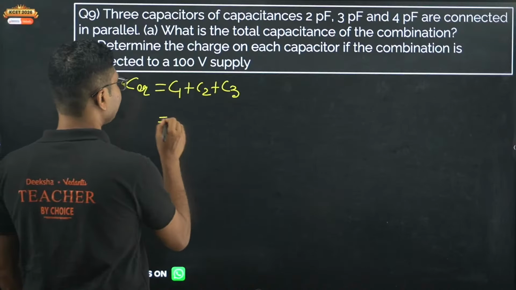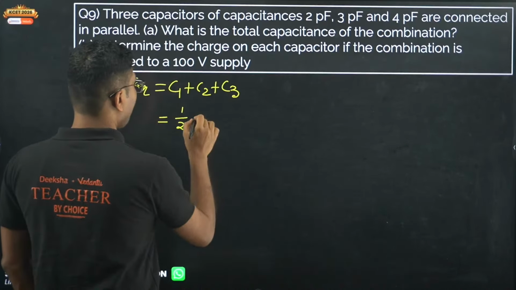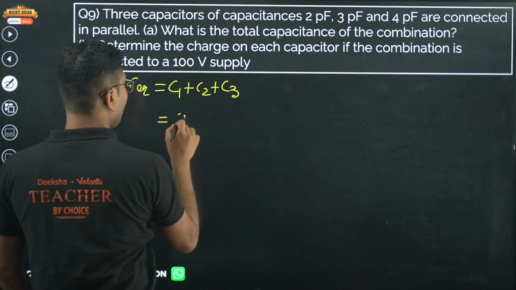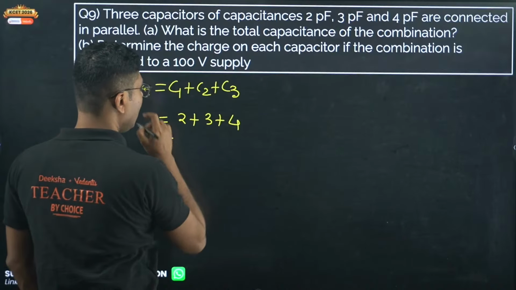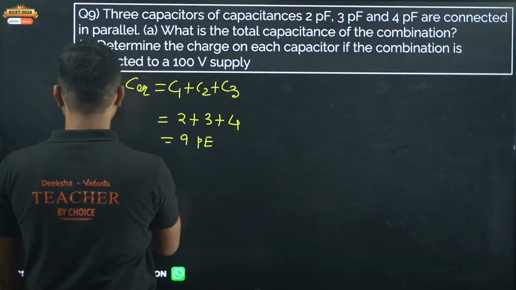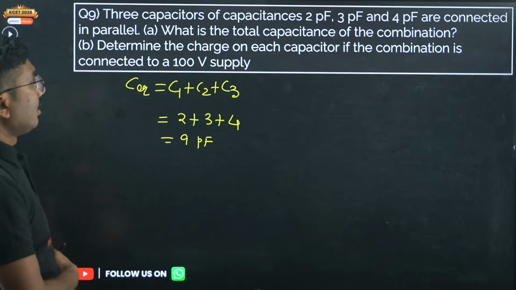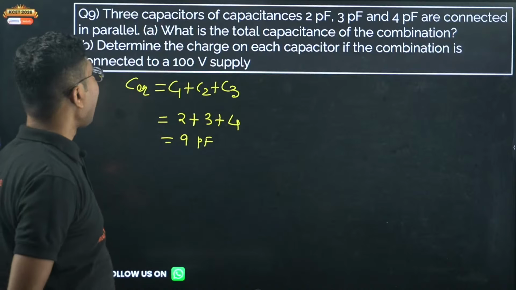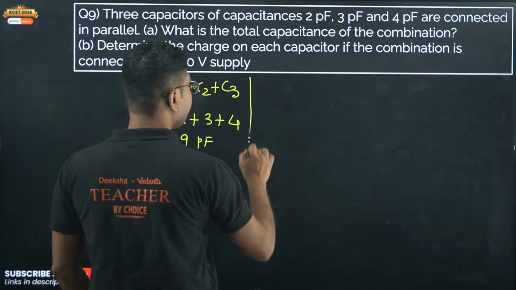So here it will be 2 plus 3 plus 4, which is equal to 9 picofarad. So the equivalent capacitance is 9 picofarad. So the total capacitance of the combination is the equivalent capacitance, which is 9 picofarad, and now determine the charge on each capacitor. Charges will be different in each capacitor.